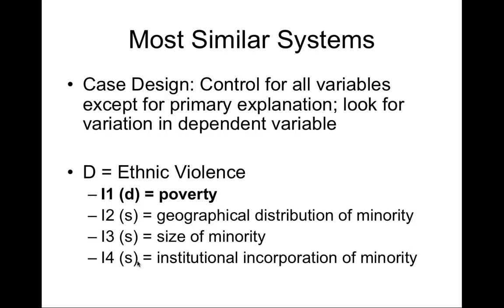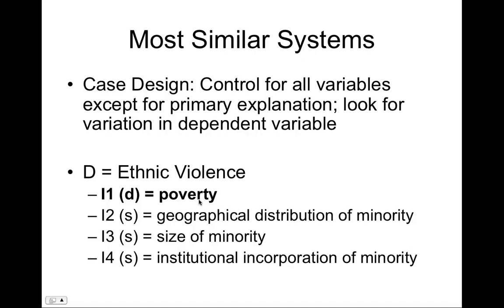So we look at a certain time frame and ask, was there ethnic violence? If at the end of the day we find that there was ethnic violence in Germany and not in France, then we scratch our heads and say, well, something's not right. Let's go back to the drawing board and figure out what's going on here, because theoretically there should have been more in France because of this I1. Something else must be going on.